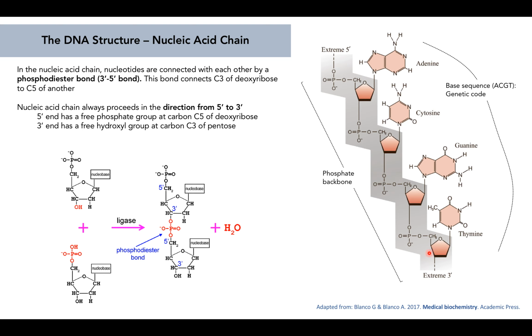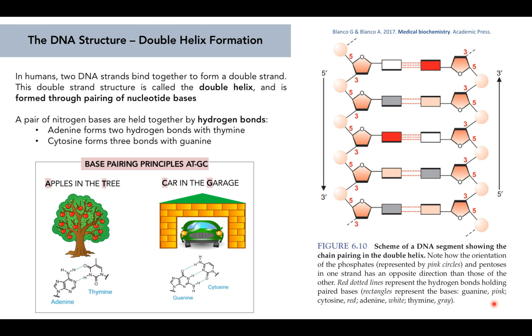the sugar. Now, at the very end of a nucleic acid chain, we have a free phosphate group at carbon 5. And then in the very end of this side, we have a free hydroxyl group at carbon 3. So that's why DNA is read from 5 to 3, because that's where the free end of carbon is, at the 5 in the start and 3 at the end. Now, we know how a nucleotide is formed, and we know how a nucleic acid chain is formed.